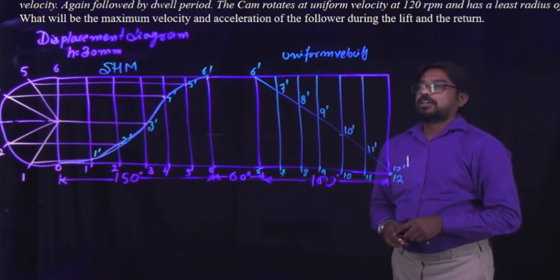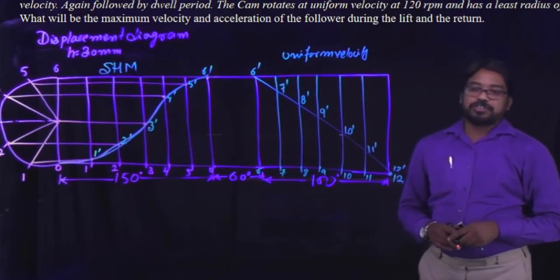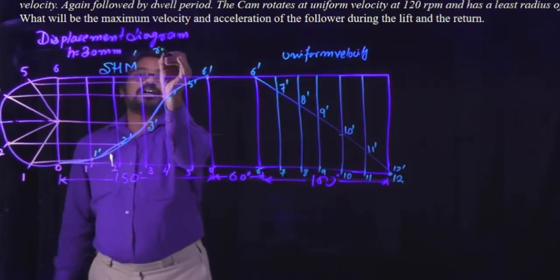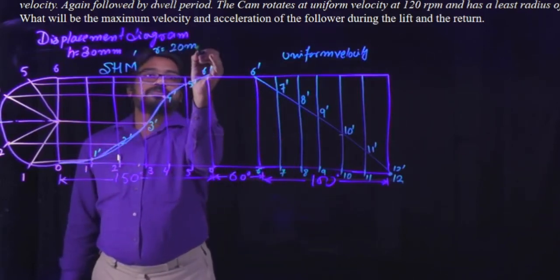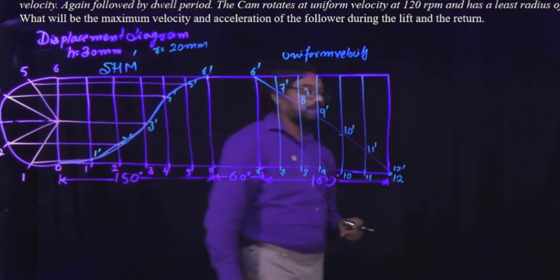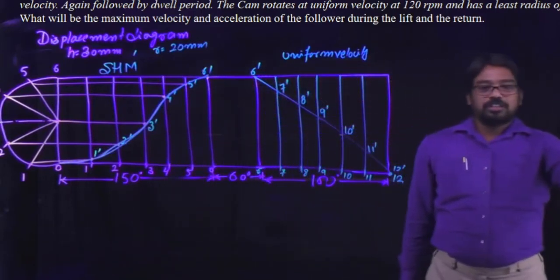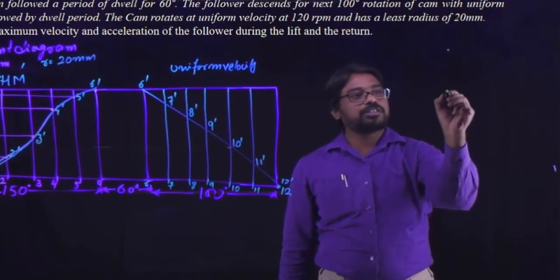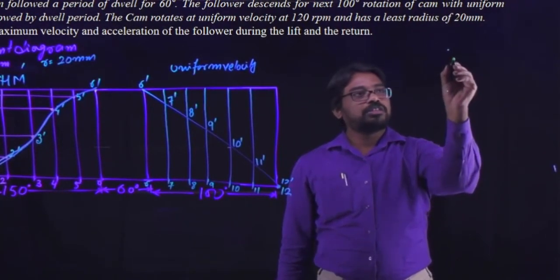Now as in the question it's given, the radius of the cam, r, we have is 20 mm. Radius of the cam is 20 mm. So we draw a 20 mm circle here first at a convenient place, or let us say we have here, and we draw a 20 mm circle.